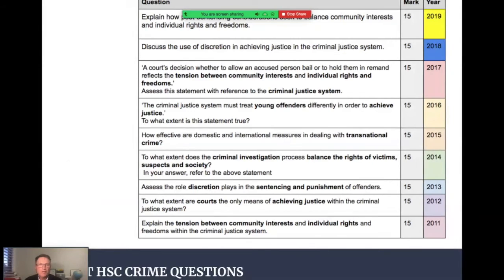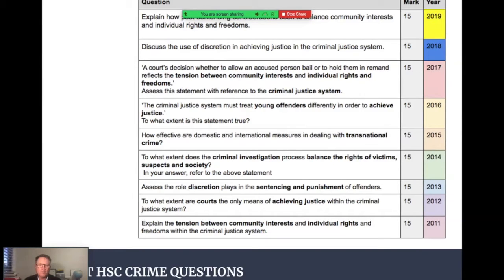If we look at a summation of the past papers, we can see the variety of questions being asked from 2011 to 2019. Some of these questions are taken directly from the themes and challenges. So for example, in 2018, we can see discuss the use of discretion in achieving justice. That is very much from the themes and challenges. If you look at 2016, the criminal justice system must treat young offenders. This is directly from the syllabus bullet point areas requiring you to understand young offenders.